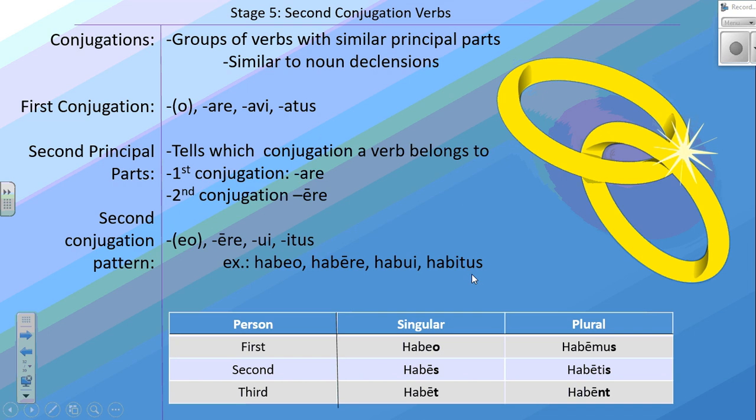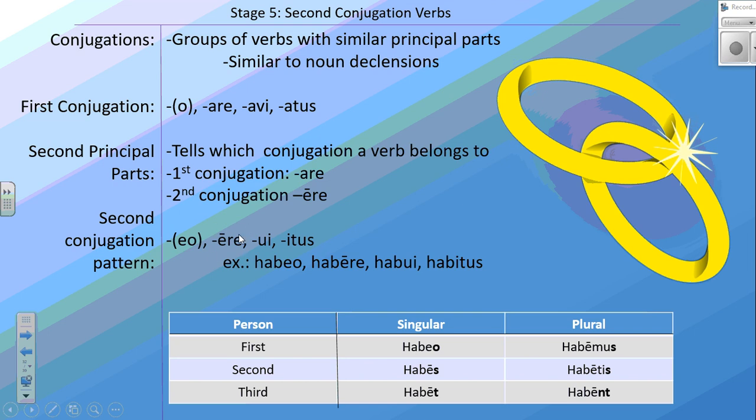So the big change that's going to happen with this is not going to really show up in your translating or in your grammar. It's going to show up in your vocab. So from here on out, you are now responsible for knowing the endings, the principal parts, for second conjugation verbs. So now you have two kinds of verbs that I'm going to mark right or wrong. If you have a first conjugation verb, I better see that are, avi, atus. If you have a second conjugation verb, I better see that ēre, ui, itus endings. Or if it's irregular, whatever that irregular form is.